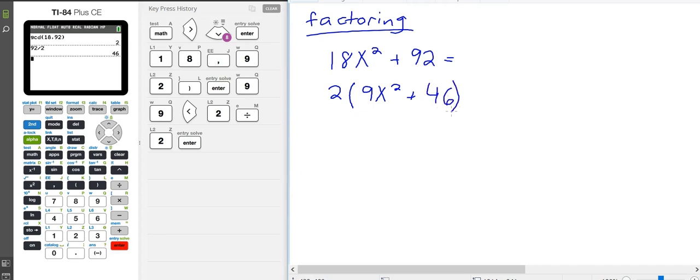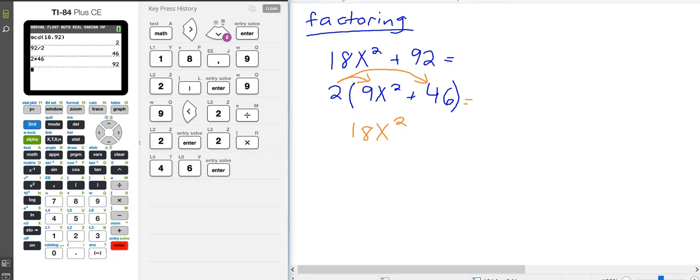And 18x squared plus 92 in factored form is 2 times (9x squared plus 46). Let's see if we got it right by checking. We're going to distribute. And this becomes 2 times 9x squared is 18x squared. 2 times 46, let's just check it, is 92. So since we got back to our original equation, the answer is correct.